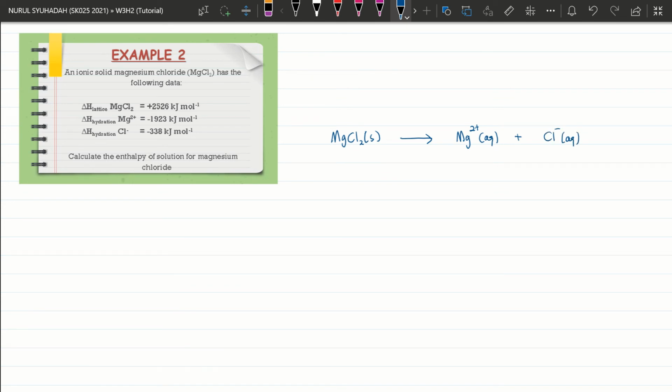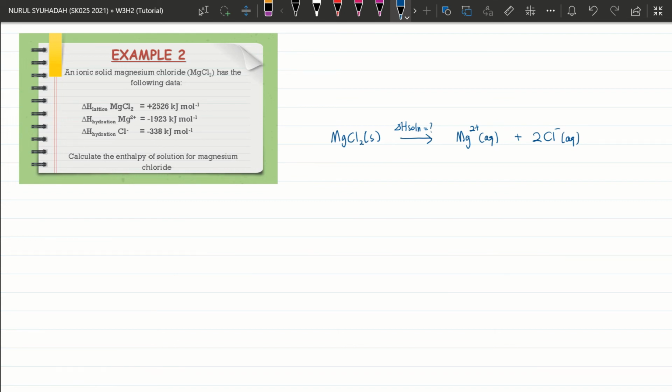So here, like I mentioned before, check the atoms, balance the number of atoms. Okay, so here I have one magnesium, and Cl, I have 2 Cl. So over here, the Cl minus must be 2 Cl minus. So we have a balanced equation. So label this as delta H solution. Okay, delta H solution, we don't know what the value is.